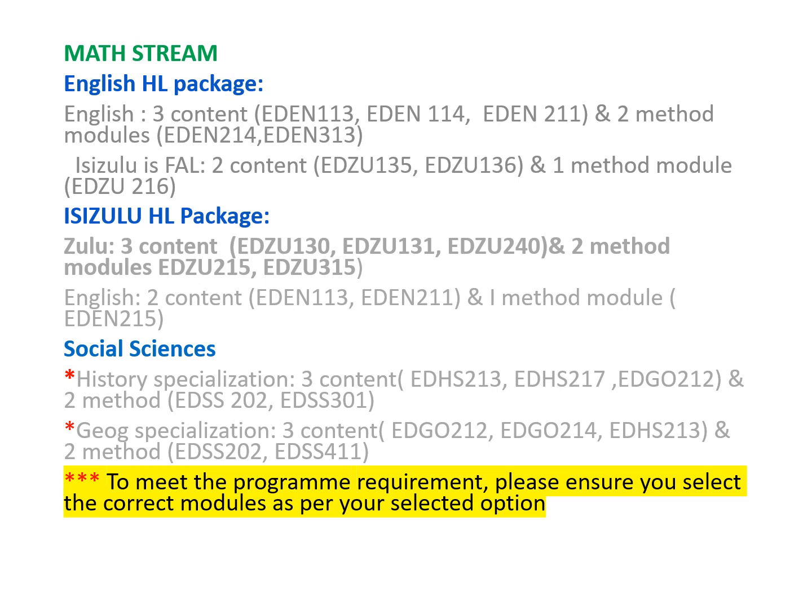You need to ensure that you comply with the program requirements in terms of selecting the correct content modules and method module for your particular selected language option. In terms of the social sciences, students have the same option of choosing between a history focus and a geography focus. Whatever focus you choose, kindly remember to choose the correct modules listed on the slide in terms of content and in terms of method.